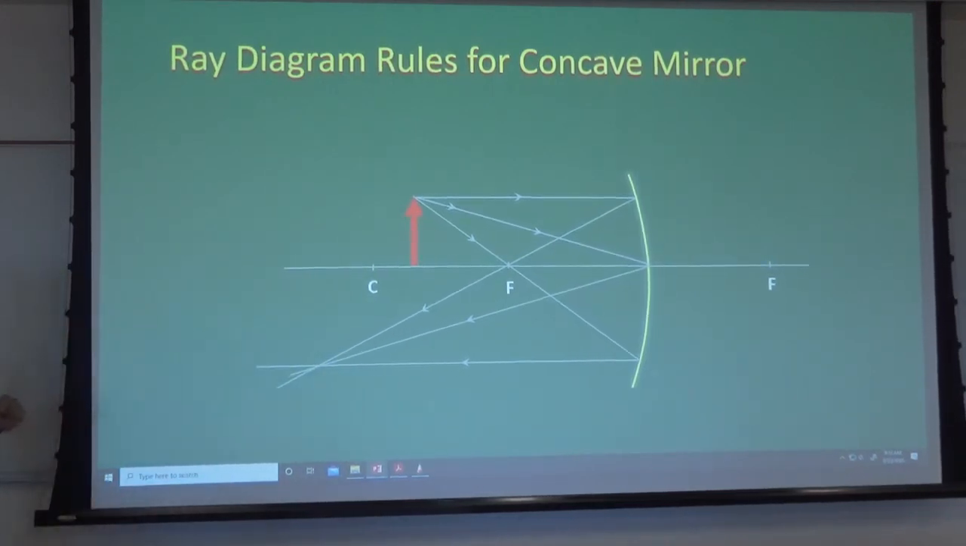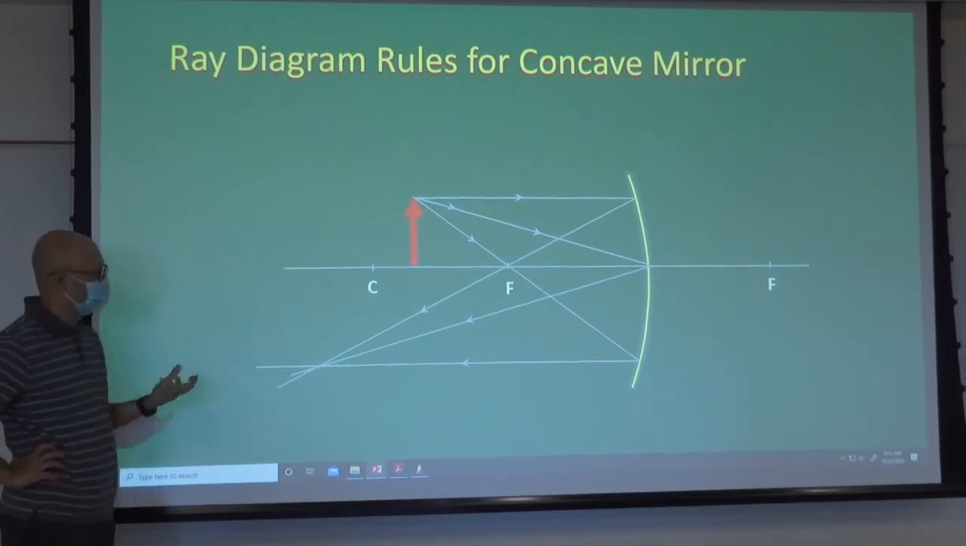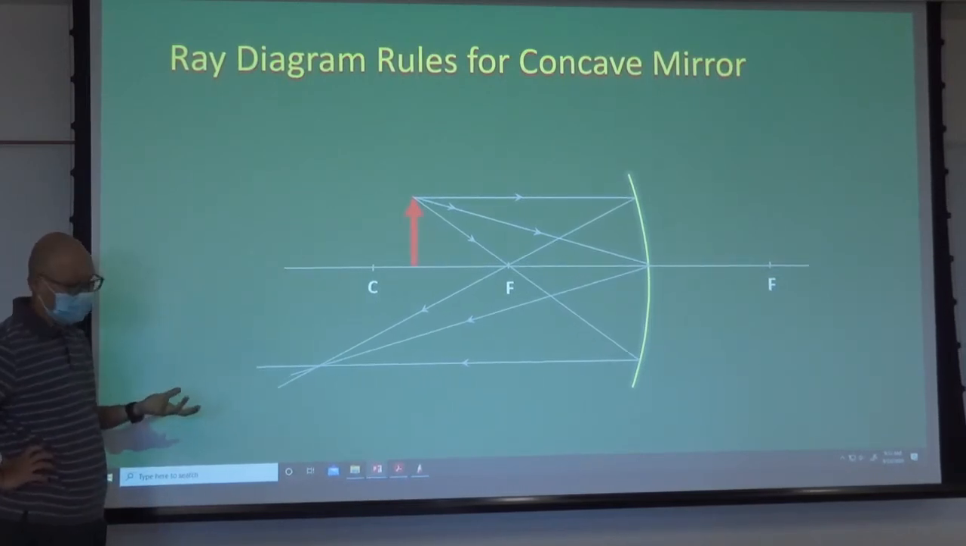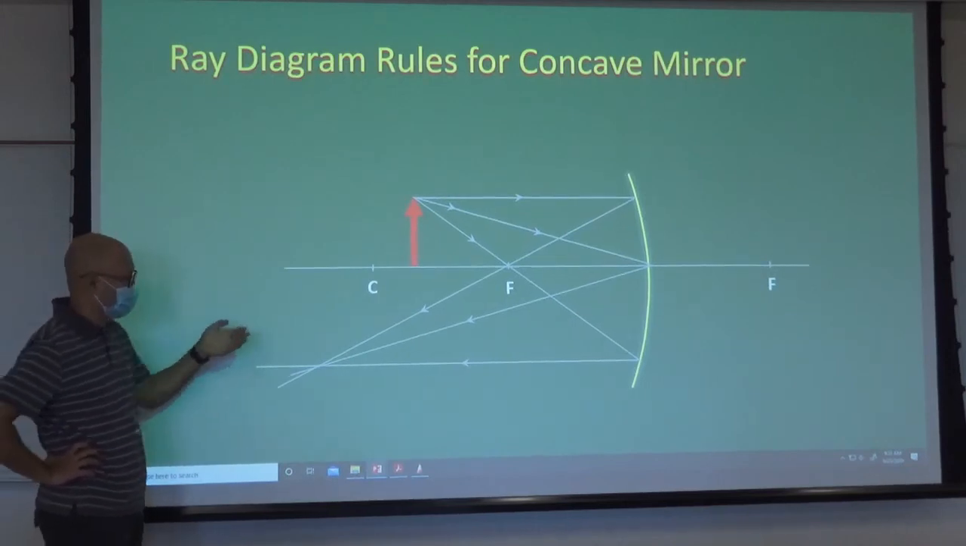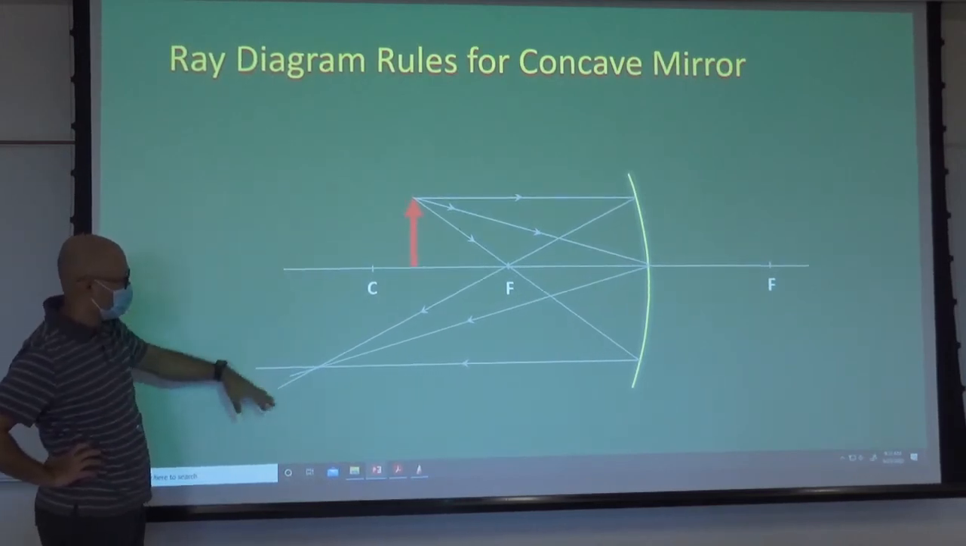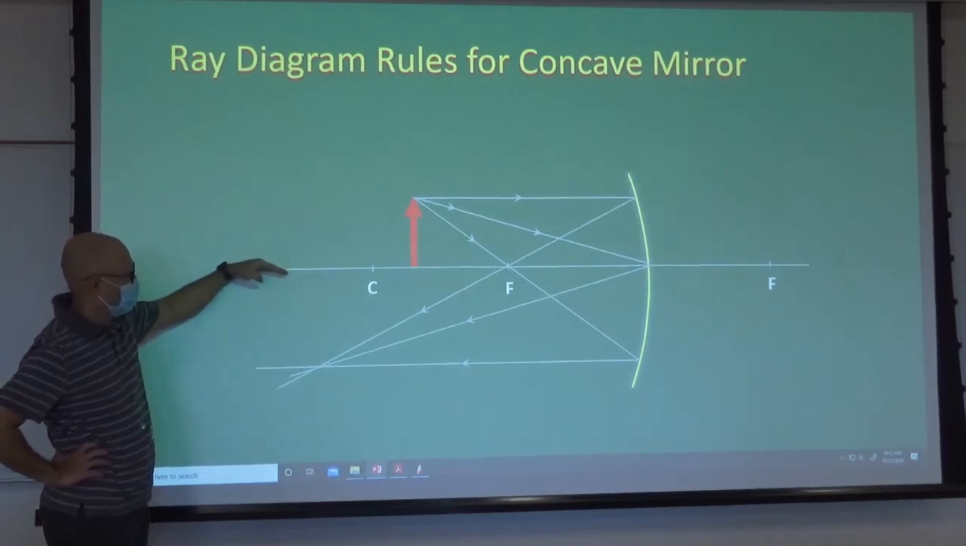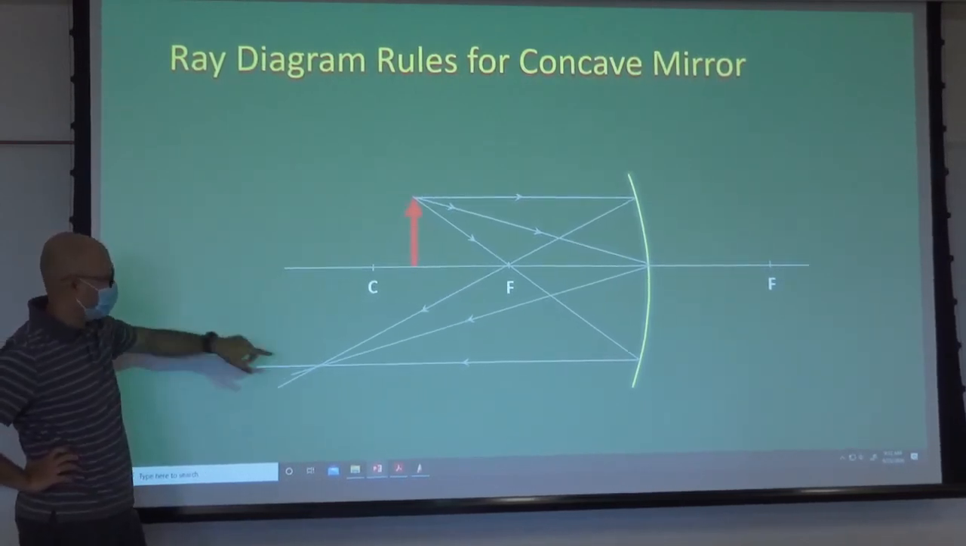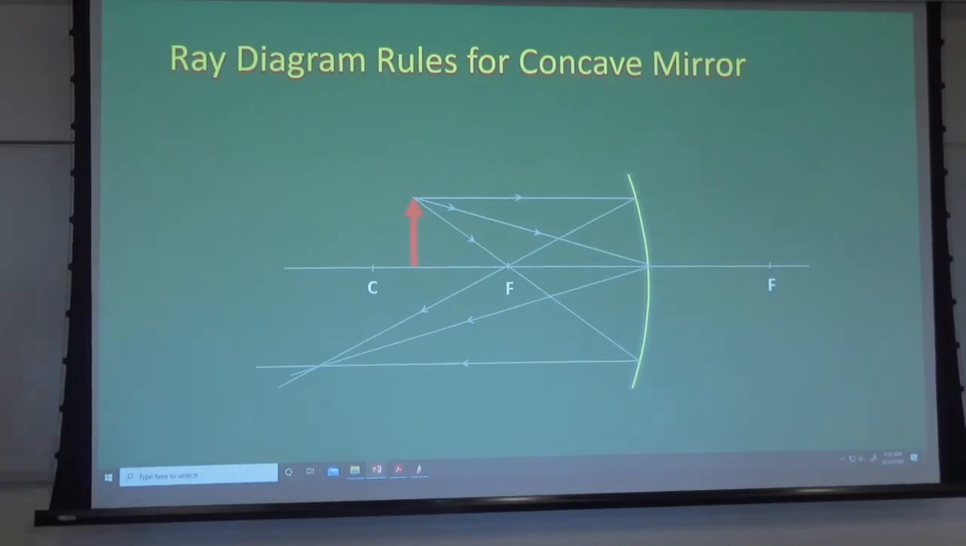And how do we know if the image formed is inverted or upright? Like I said last time, if it is below the axis, it's inverted. If it is above the axis, it's upright. Now, this is below the axis, so it would be inverted. A little bit like that. If it were above the axis, it would be upright. Now, what are the characteristics of this image?